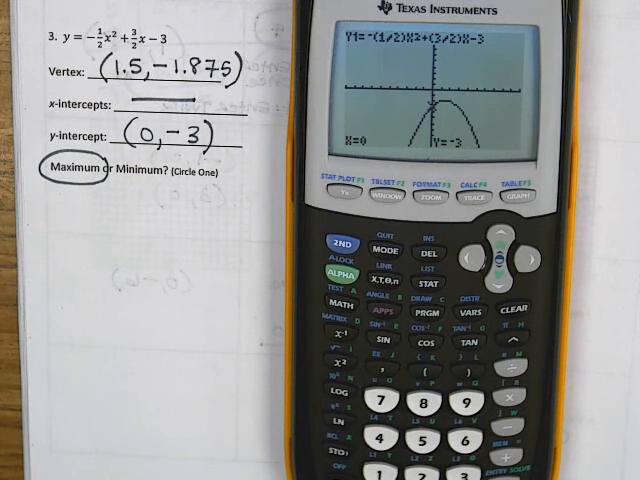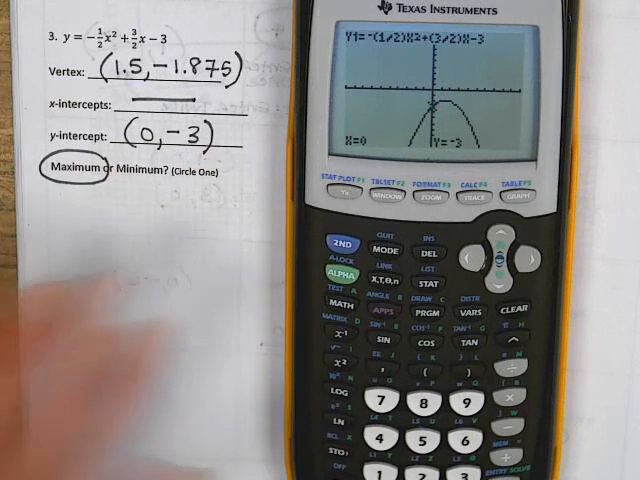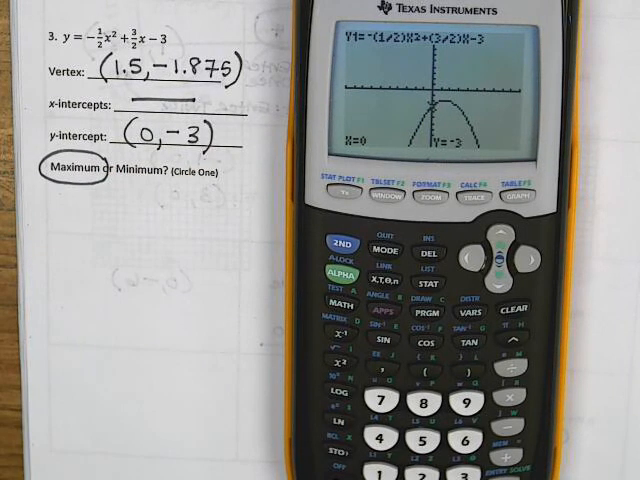All right, nice job, guys. That's using a calculator if they're kind of more complicated problems that you can't do by hand.